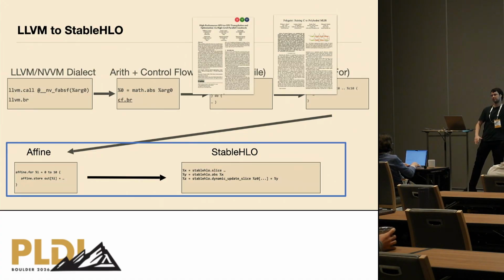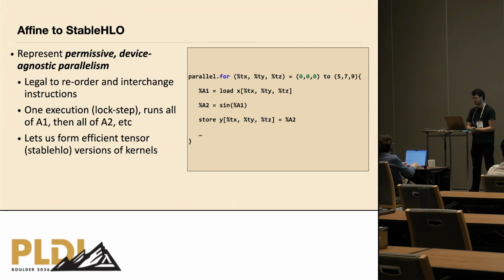I'm going to focus on this last step here, which is how do we get that final piece to the tensor instruction set? How do we get from there to StableHLO? It turns out that representing your program as a permissive, or device-agnostic, form of parallelism is incredibly powerful. And again, if you're interested in more details on this, email me and I'll forward you the relevant papers.